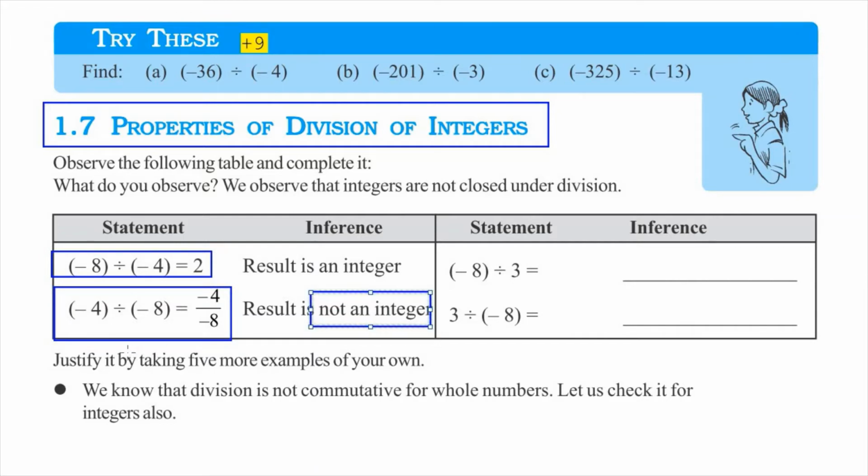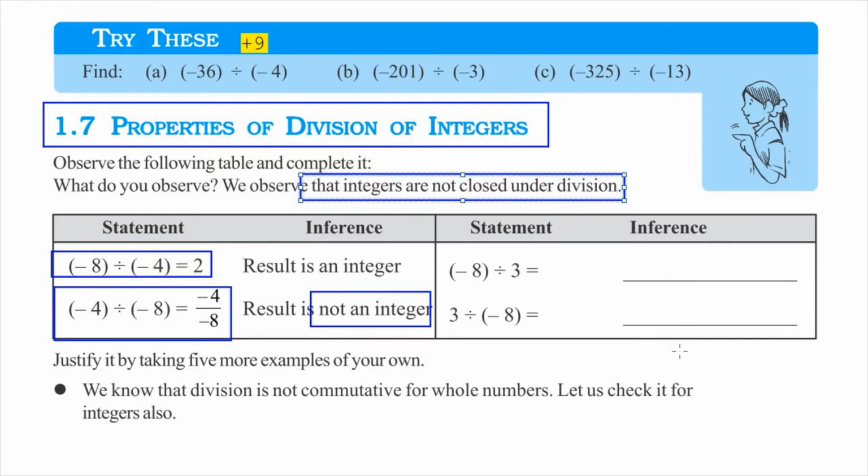Okay, whenever we are saying something of a property, you just need one example to disprove that property and we know that it doesn't hold that property. Okay, so here we found an example of division of integers where you divide one integer by another but the result is not an integer but a fraction. This means that integers are not closed under division.